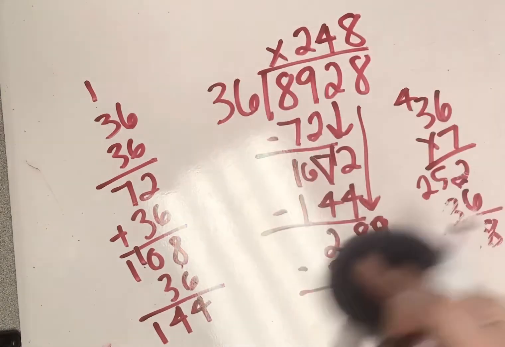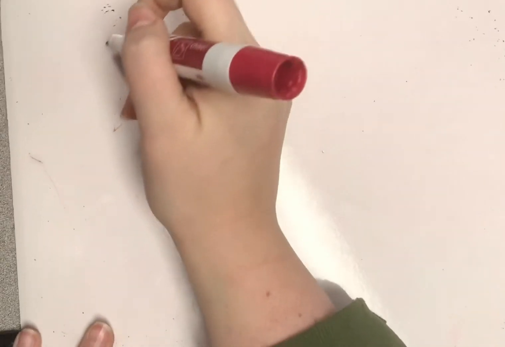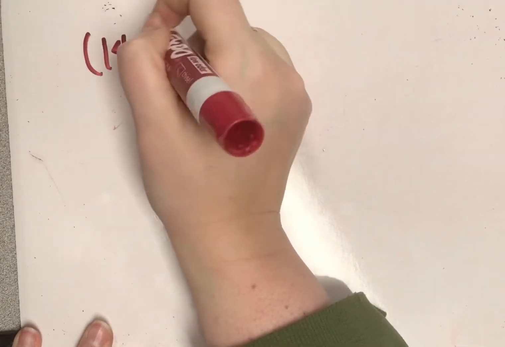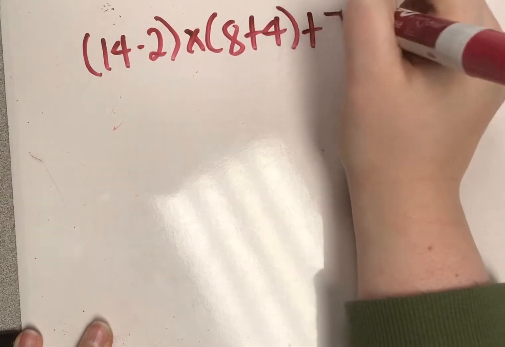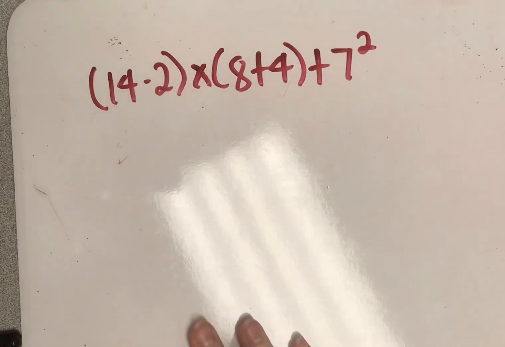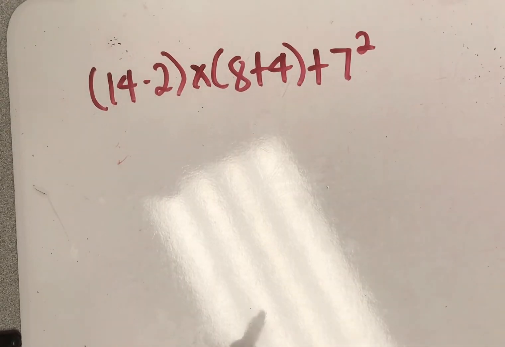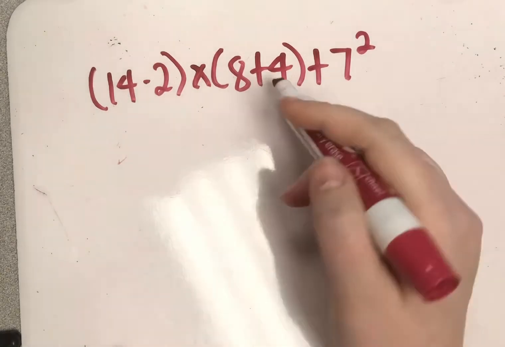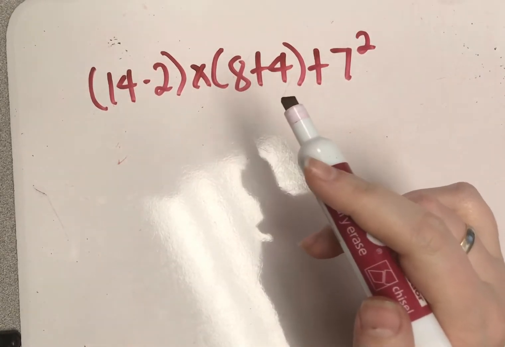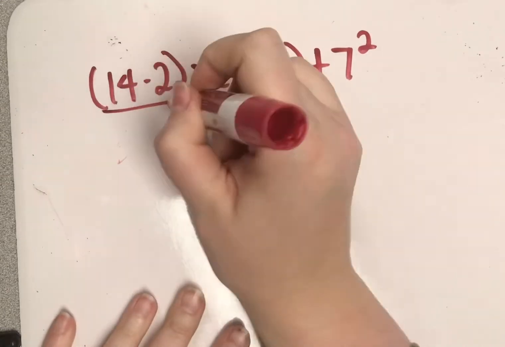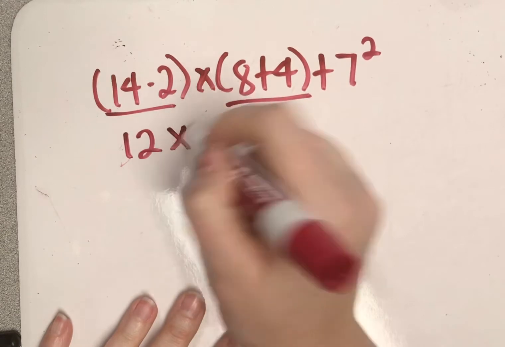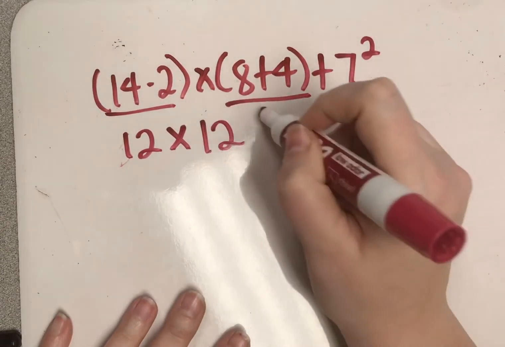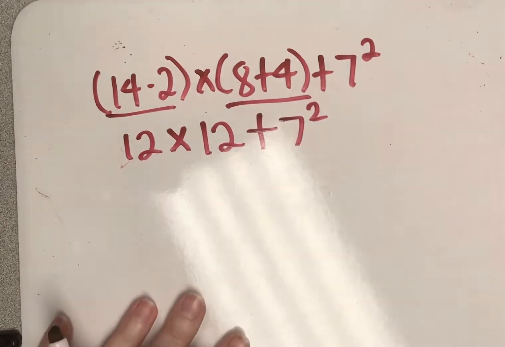Okay, next, order of operations. First one we have is 14 minus 2 times 8 plus 4 plus 7 squared. Oops. So according to our order of operations, what do we do first? Parentheses, right? And we have 2 sets. If you remember from earlier this week, when you have parentheses, you actually can do them at the same time because their whole deal is that they are separate. So 14 minus 2 is 12 times 8 plus 4 is also 12 plus 7 squared. So we did our parentheses.